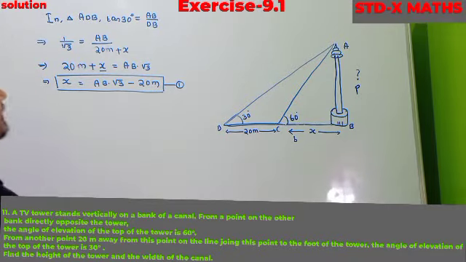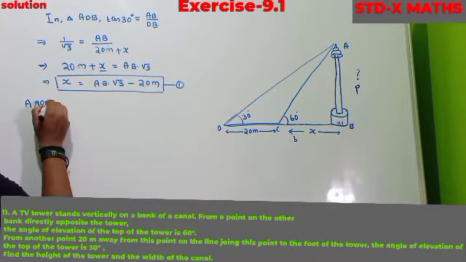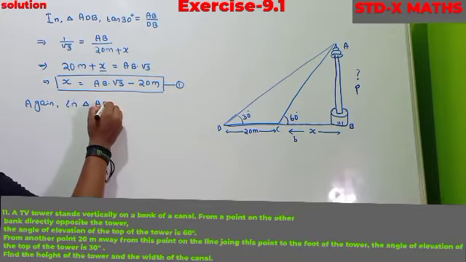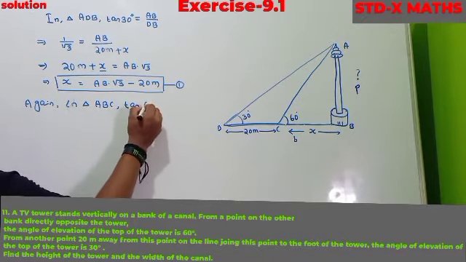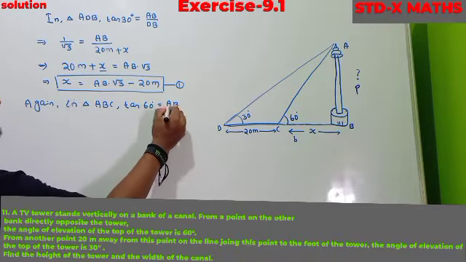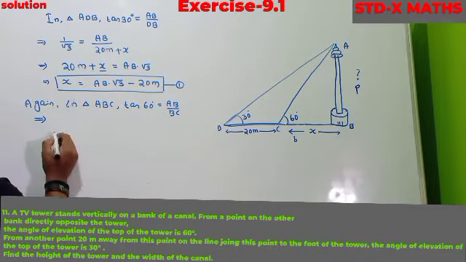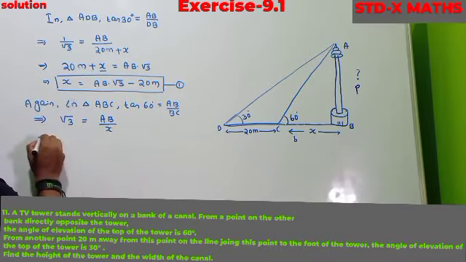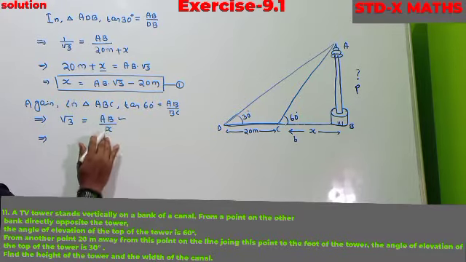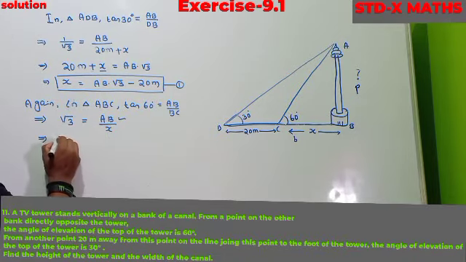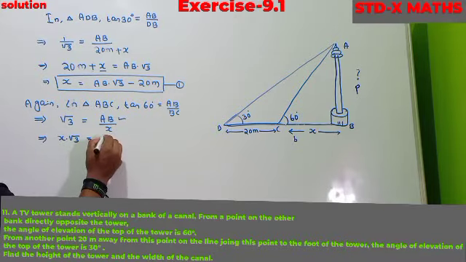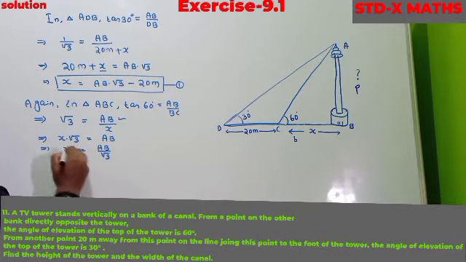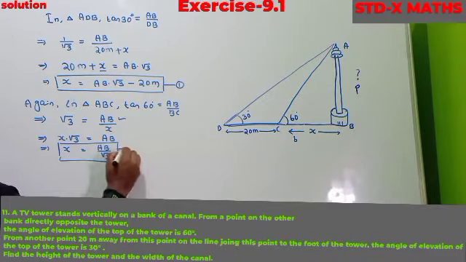In the same way, considering the larger triangle ABC, tan 60 degrees is AB divided by BC, which implies root 3 equals AB divided by X. As I want AB, X should be expressed in terms of AB, so X into root 3 equals AB, which implies X equals AB divided by root 3. This is equation 2.